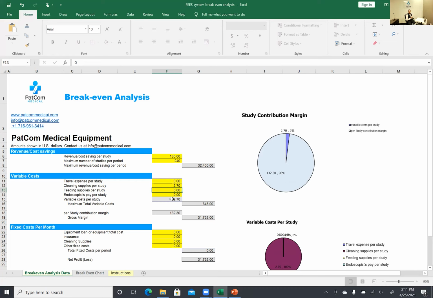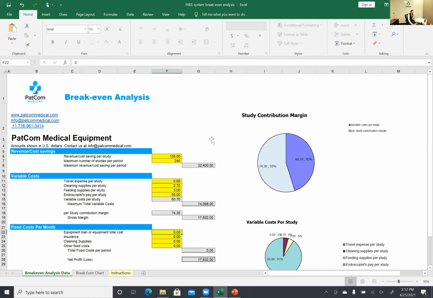Feeding supplies per study: your applesauce, apple juice, cookies, green food dye, everything that you need there. Let that be $3, which is probably conservative. It's probably less than that, but we'll put $3 in there. And then we have the endoscopist pay per study. So acute care setting, how much does an SLP make during the time that you need for FEES? If you say FEES can be roughly done in an hour, you would say, okay, the SLP might make $55, and then you put that in here.